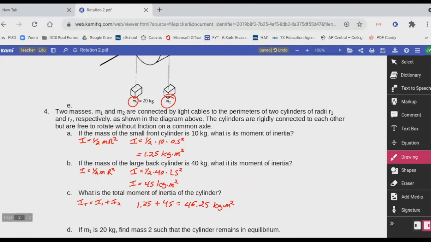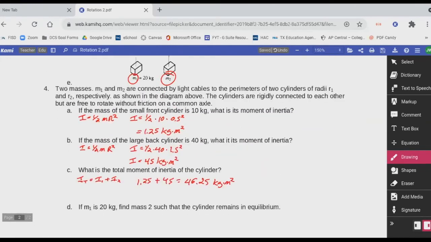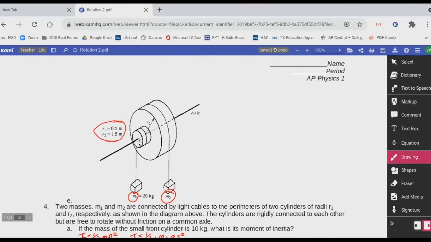All right, D. D's the last one. It's also the worst one. All right, they're telling us, basically, let's go back to the picture. It's going to tell us that the mass of M1 is 20 kilograms. And it's asking, what does the mass of M2 have to be so that this system is in equilibrium? Meaning it's not going to turn, meaning it's balanced, meaning it's chill and happy. So in order for it to be chill and happy, what has to be equal to each other? The forces that are acting on the system.